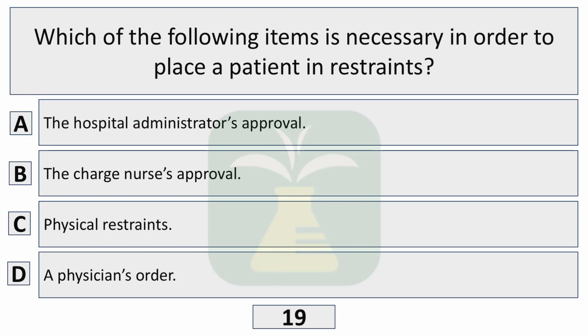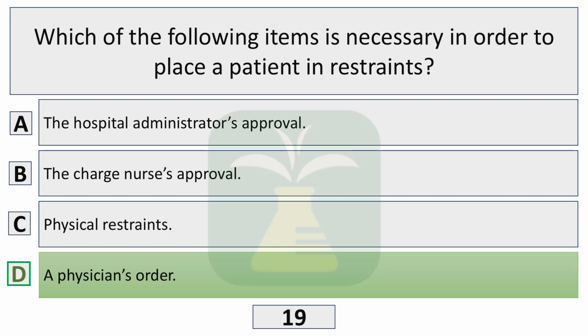Which of the following items is necessary in order to place a patient in restraints? A, the hospital administrator's approval. B, the charge nurse's approval. C, physical restraints. D, a physician's order. Correct answer, D. A physician's order. The physician needs to order restraints before they can be legally applied. No one else can ask for restraints for a patient, or it is considered battery.